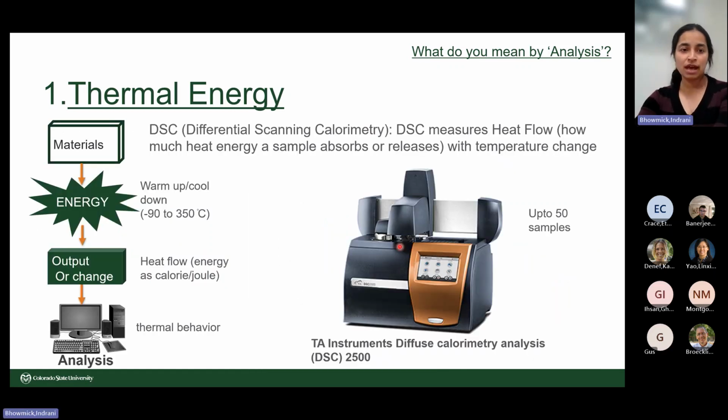The other instrument we have is a DSC, which is differential scanning calorimetry. With the word differential, hopefully it tells you that you are going to send some temperature to your sample with a reference there. You will warm it up or cool it down in this temperature range, -90 to 350 degrees Celsius. Your output at the end is a heat flow: how much heat is flowing to your sample versus your reference.